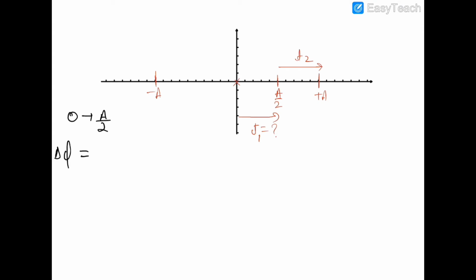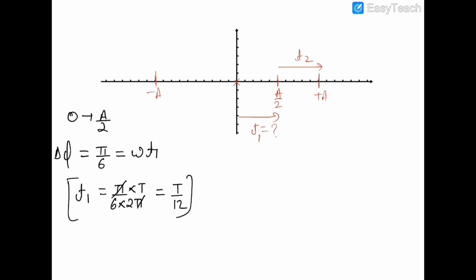So you can see that sine theta will be 1 by 2 for the first time when theta would be equal to 30 degree, which is pi by 6. So you can say that when the particle moves from mean position to a by 2, then the change in phase would be pi by 6. And this change in phase will be equal to omega t1, and t1 can be written as pi by 6 into omega, where omega is 2 pi by T. So cancelling this pi with pi, so small time t1 is equal to T by 12. So this is the time taken by the particle to move from origin to a by 2.